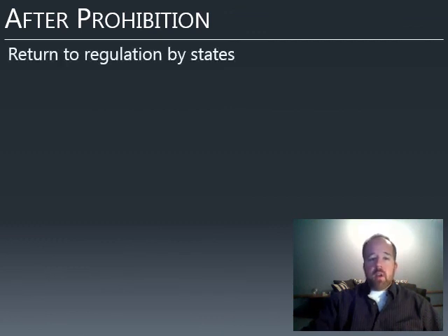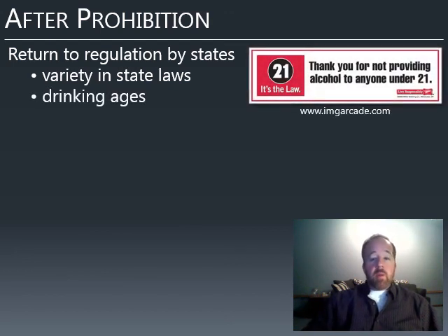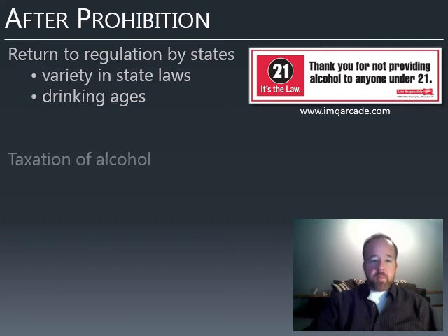Afterwards, we had a return to regulation by individual states, and many states were alcohol-free, so-called dry states, for a long time. There's a lot of variety in state laws, and we still see that today in terms of how alcohol can be sold, who can sell it, what days it can be sold on, what kind of alcoholic beverages and how strong those beverages can be. There's huge variety from state to state. You also used to see some variety in drinking ages. In some places it was 18, in some places it was 21. Now that's uniform. 21 is the drinking age, of course.